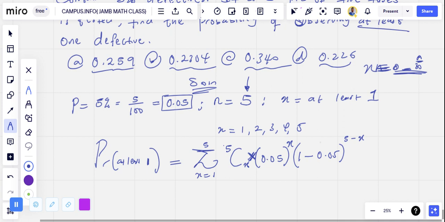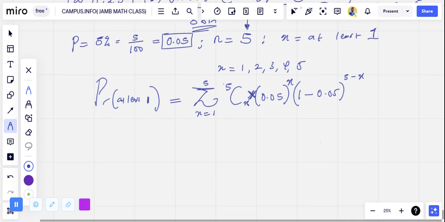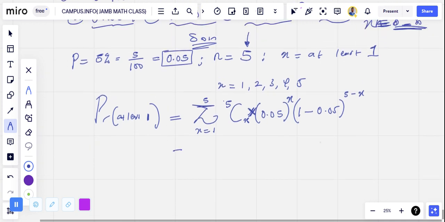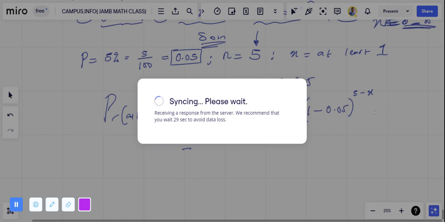Anybody? Oh my guys, this thing is interesting though. It seems we are flowing. We are just getting the answer. Like the answer is just coming out.